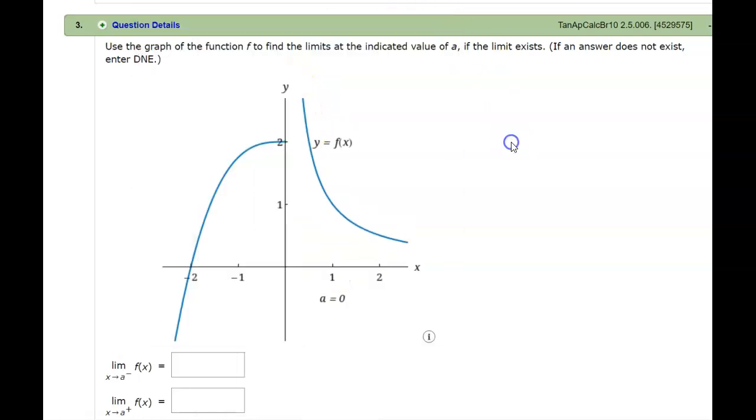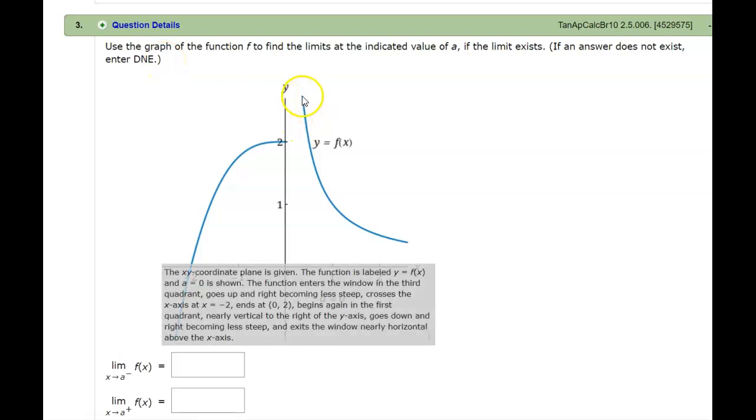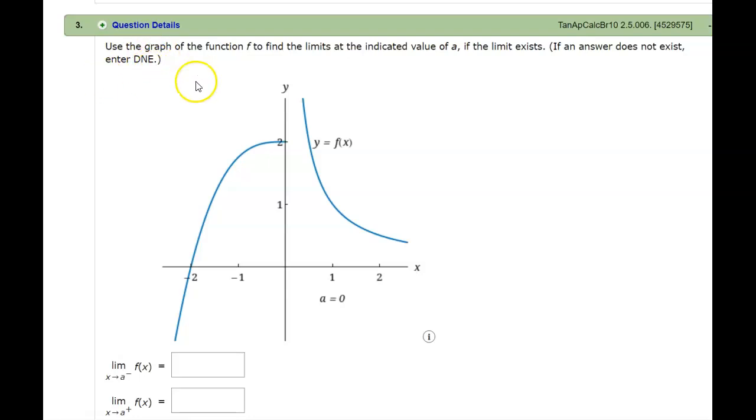Now I believe for yours, they're saying that if the limit doesn't exist, which it doesn't at positive infinity, they're asking you to put D and E, which is fine. But the better answer here would be that it does not exist because it's going off to infinity. So positive infinity would be a better answer. They will not accept that in WebAssign.